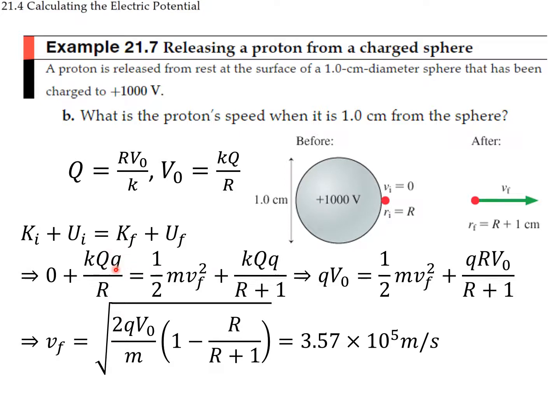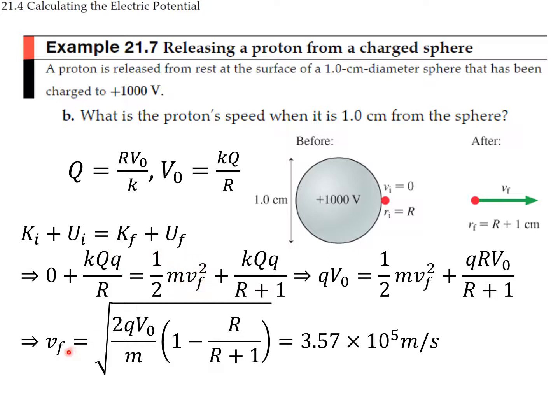of the proton, and then it's going to be equal to the final kinetic, 1/2 mv final squared, plus the potential at that point, which is going to be given by this, except the distance has changed now to r plus 1 centimeter. So we have to put it in meters, of course. So out of this equation, this equals this, we want to solve for the velocity here.